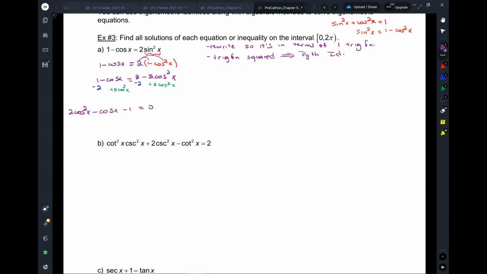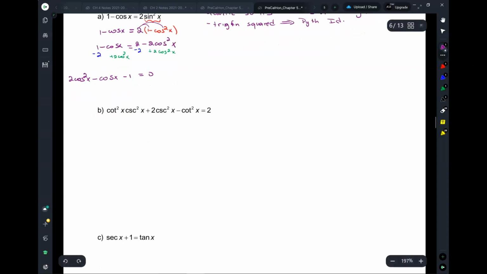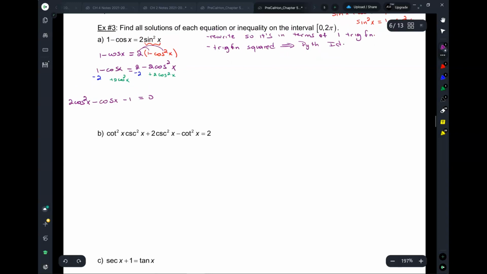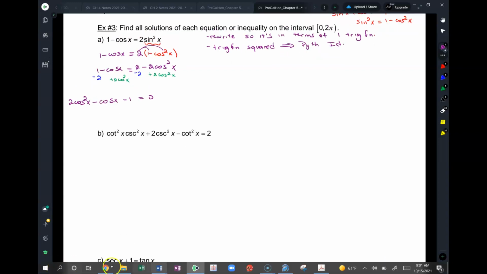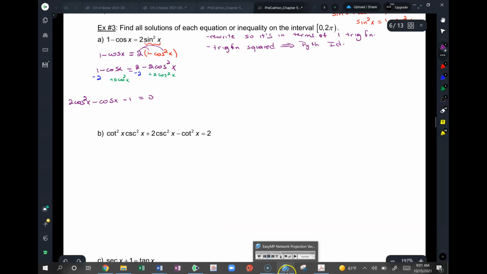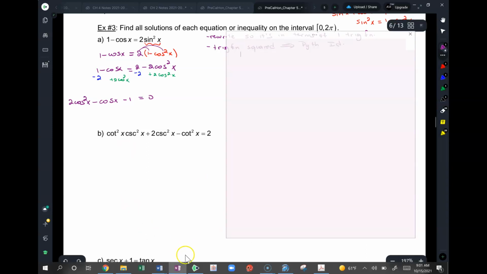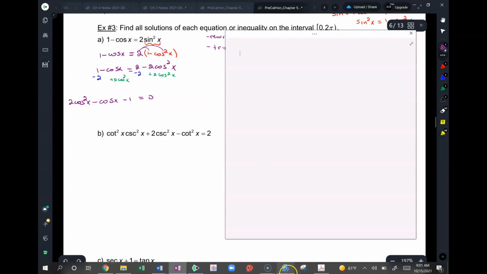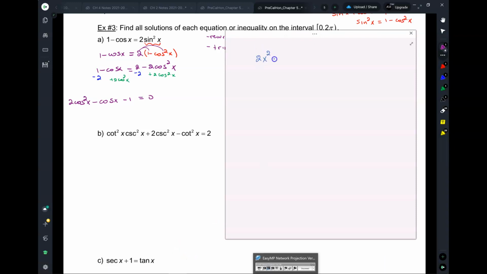Okay? Everybody okay so far? Okay. Now, you guys remember how to factor quadratic functions? Yeah? You remember how to factor this one? Okay. Where is it? All right. You remember how to factor this one? 2x squared minus x minus 1. How would you factor that?